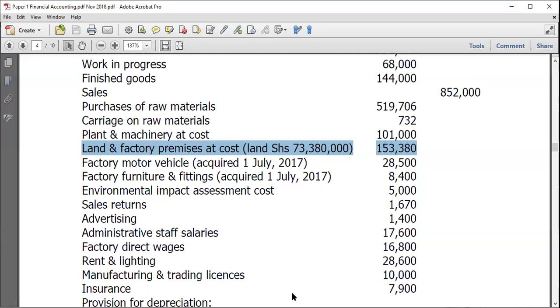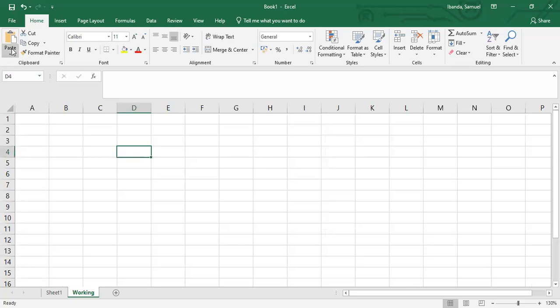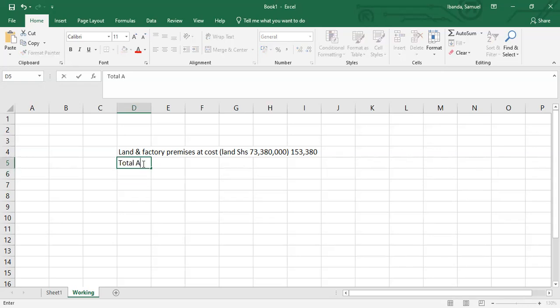So now that gets me to my first working. So I'll just say, this is my working. I'll just do a tab. And these workings are also very important. The examiner is always looking out for them, just to make sure that they understand. So this is what they have. So I want just to get, of course, the total amount.